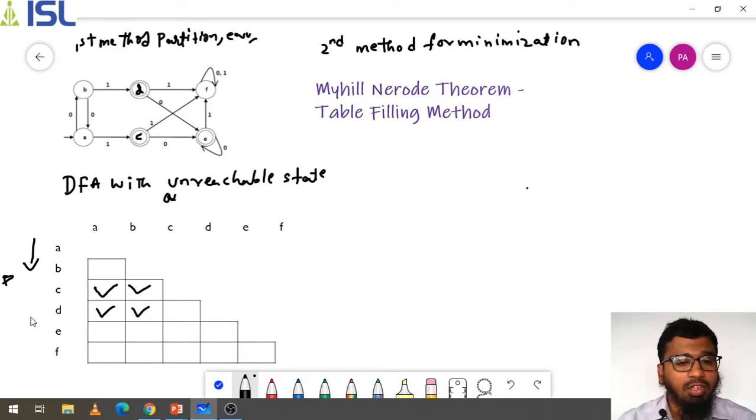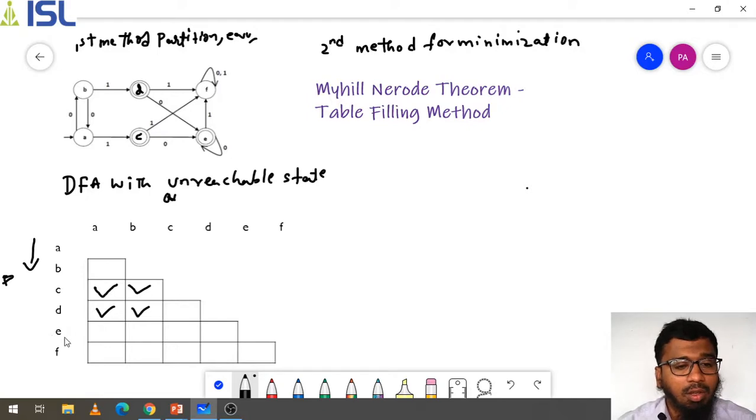Next one is D comma C. Is there any connection between D comma C? No, and this is a final state, this is also a final state, but we don't want that. We want one state to be normal and one to be final. So you need not mark here in D comma C.